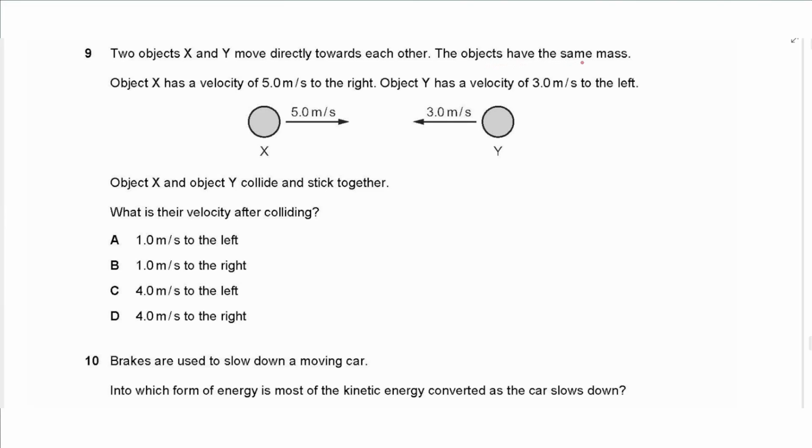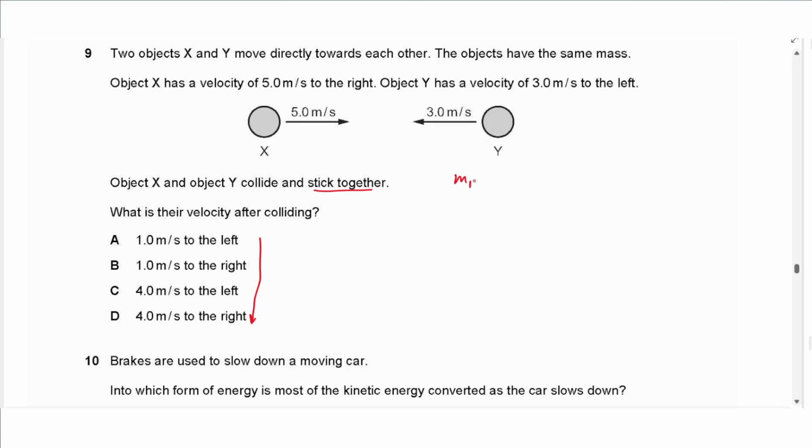Question 9 says two objects X and Y move directly towards each other. The objects have the same mass. Object X has a velocity of 5 meters per second to the right. Object Y has a velocity of 3 meters per second to the left. Object X and Y collide and stick together. What is their velocity after the collision and in which direction?